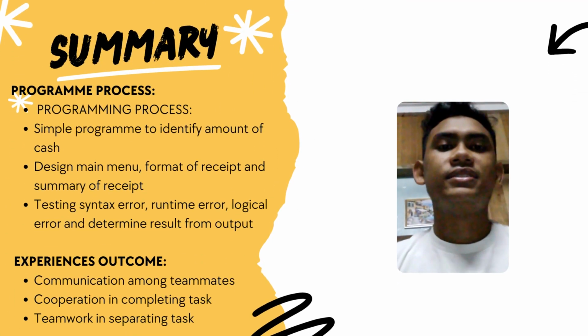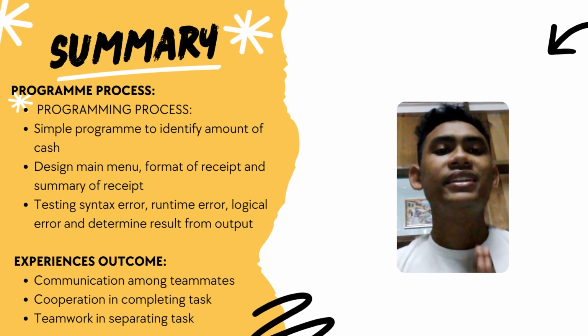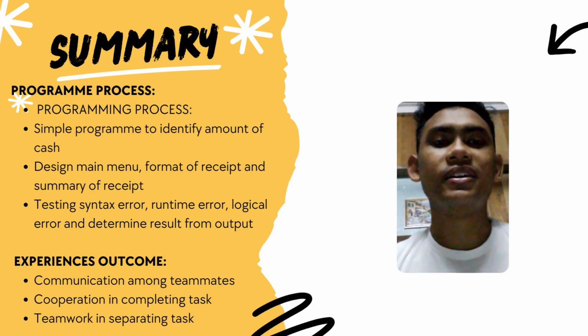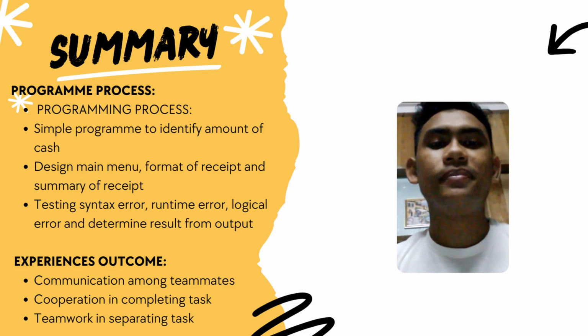Program process: a simple program to identify the amount of cash, design the main menu, format of receipt and summary of receipt, and then testing for syntax error, runtime error, logical error, and determining the result from the output. Experience outcomes: communication among teammates, cooperation in completing tasks, teamwork in separating tasks.